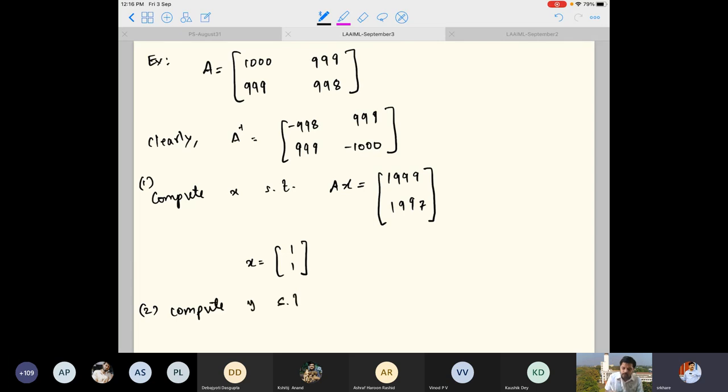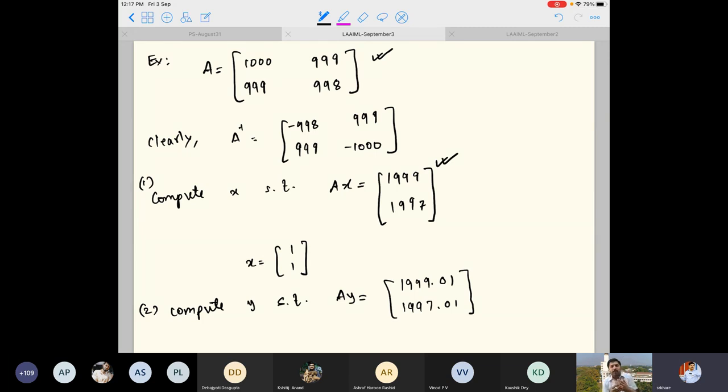Compute y such that Ay is equal to this. Can you compute what is y? And before even you start computing y, can you tell what do you expect? What I have done is that I am given matrices A and B typically, right? So this is the matrix A that is given to me. This is the vector B that has been given to me.